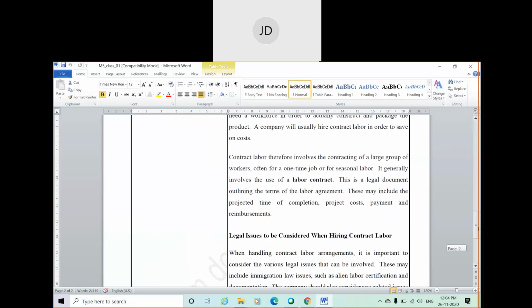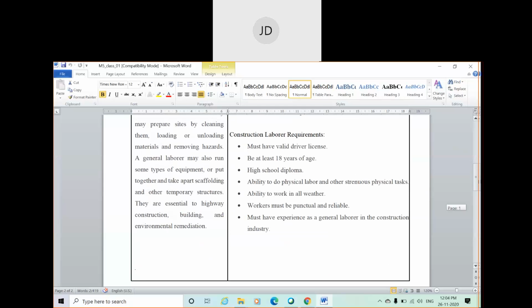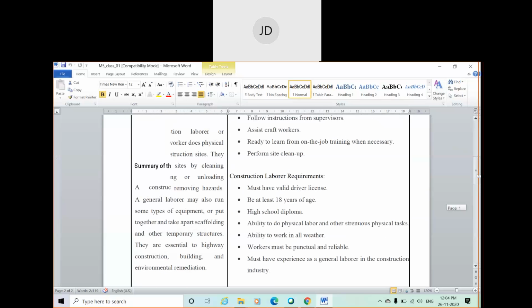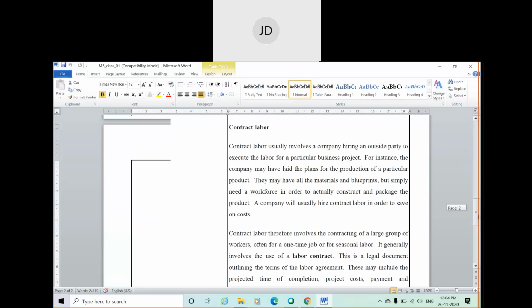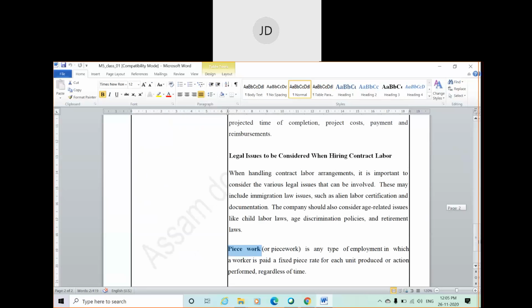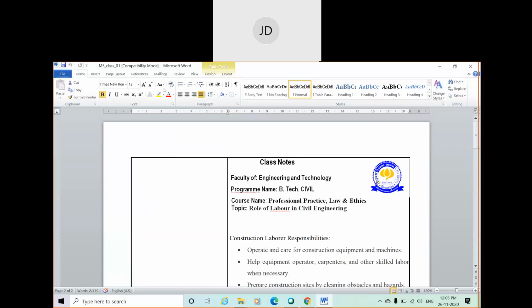So this is all about labor, especially construction labor: what construction labor is, the responsibilities, the requirements, labor contracts or contract labor, and some legal issues related to hiring contract labor. So this is all about today's class.